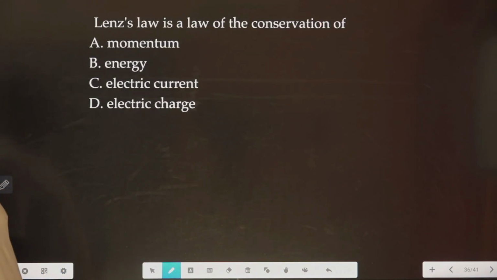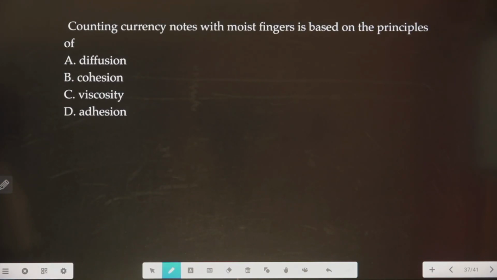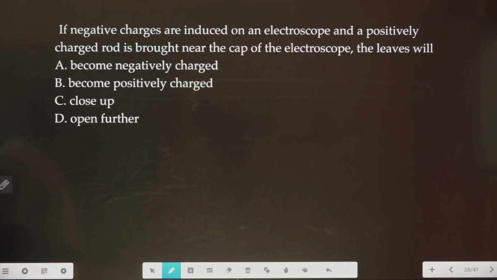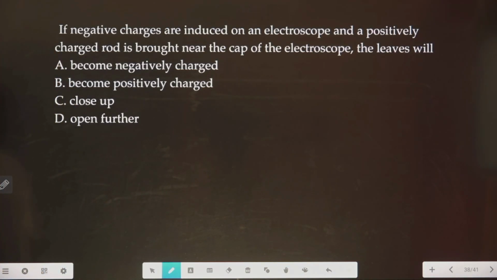Lenz's law is a law of the conservation of what? Of energy. Okay? Counting currency notes with moist fingers is based on the principle of adhesion. If negative charges are induced on an electroscope and a positively charged rod is brought near the cap of the electroscope, the leaf will do what?